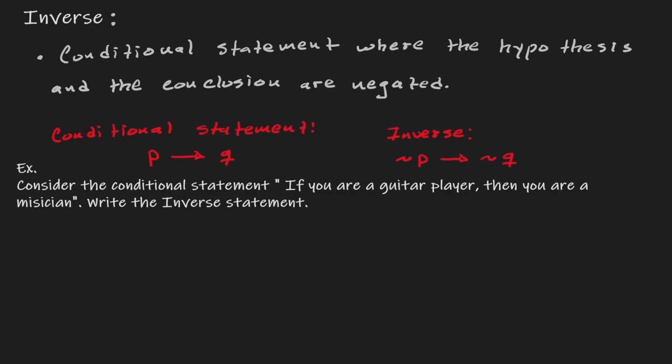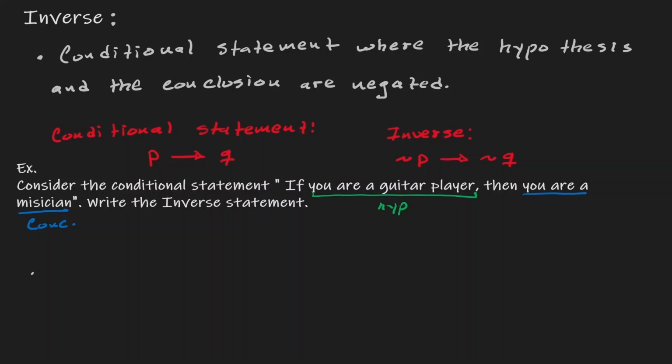Let's take a look at the example here. So again, notice that we have the same conditional statement: if you are a guitar player, then you are a musician. But now what we want to do is write down the inverse. So how is that going to look? Well, again, let's identify the hypothesis. Here we have our hypothesis, and here we have my conclusion. Therefore, for the inverse, we're going to be negating both of them.